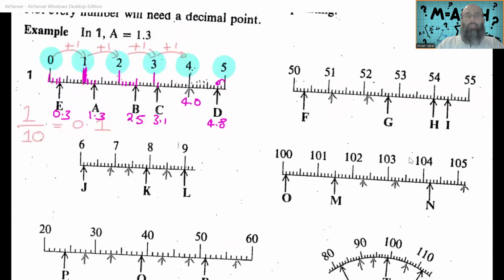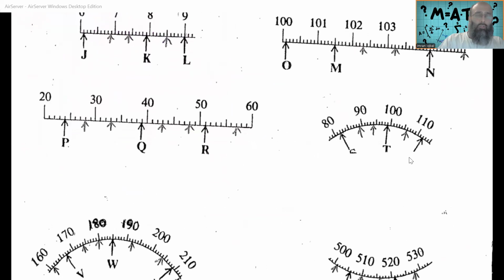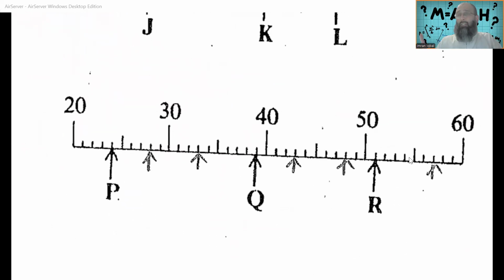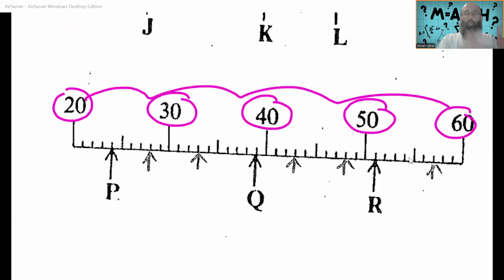Let's have a look at another reading scale, but where the jumps are not in 0.1s. So let's grab this scale here. It doesn't start at 0, it doesn't need to start at 0. So let's have a look. 20, 30, 40, 50, 60. This is what you have to establish first: what are the big intervals in? The big intervals are going up in tens. 20, 30, 40, 50, 60.